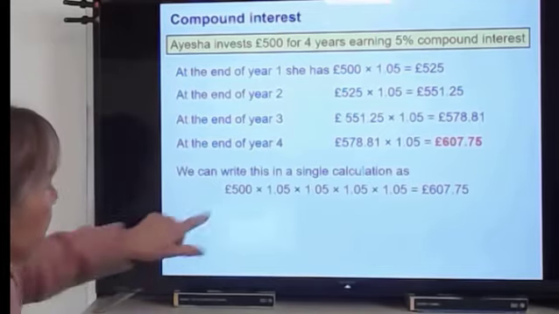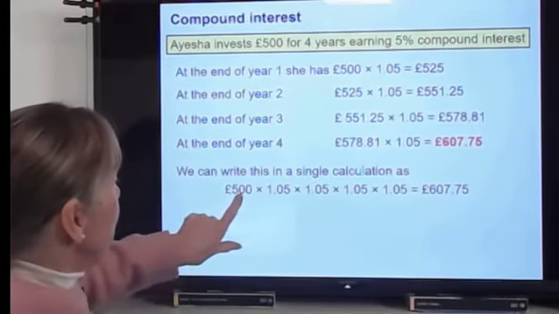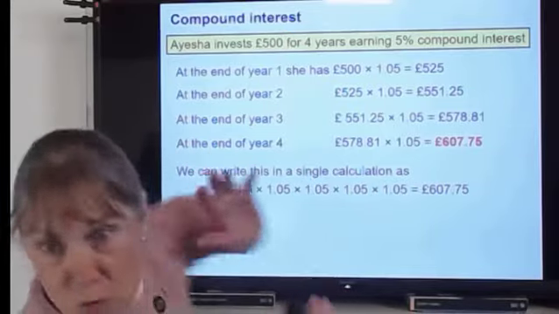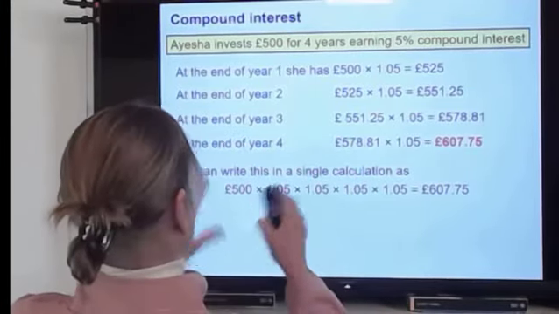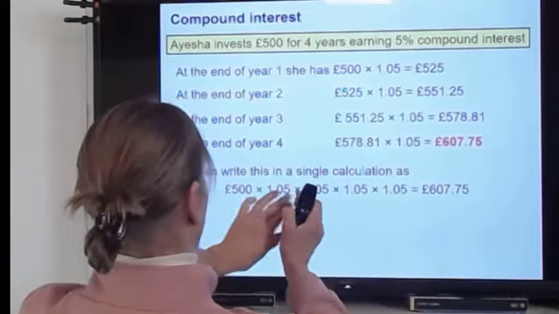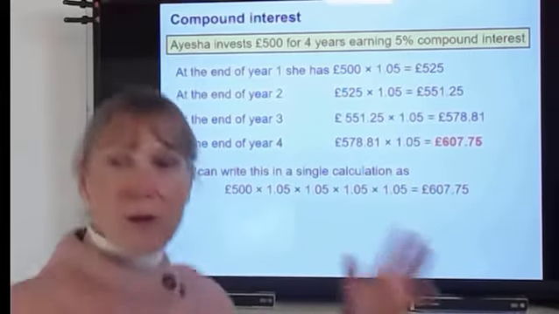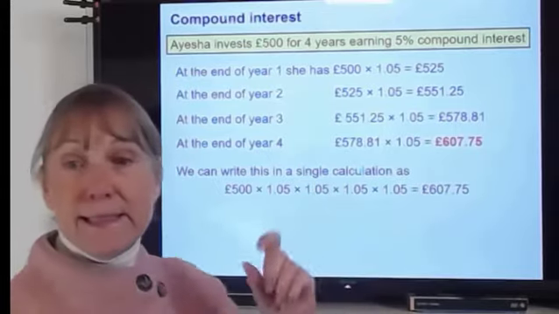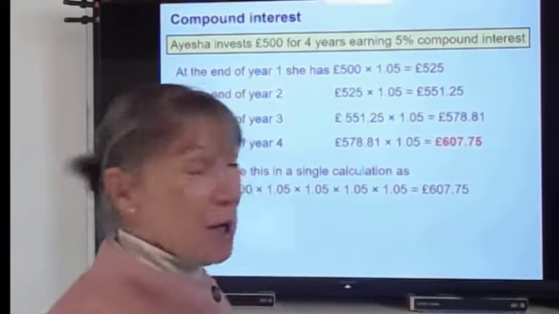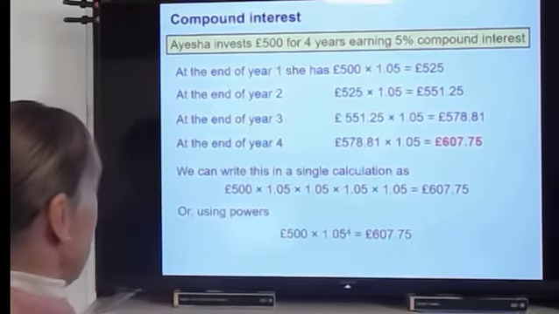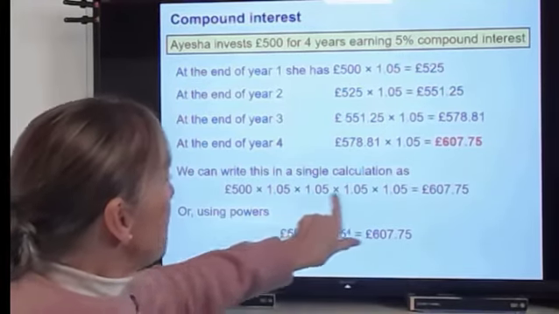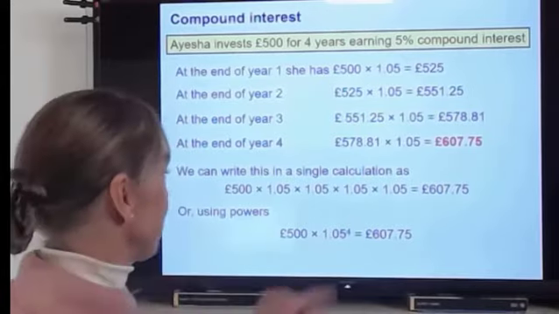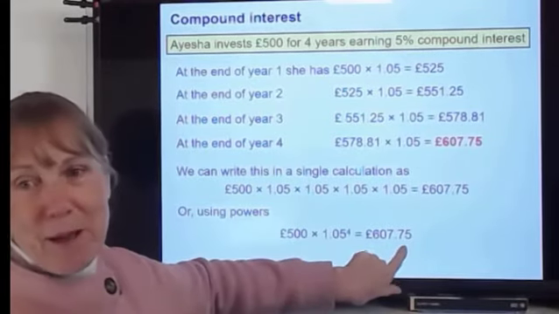But we could write it like this, couldn't we? 500 times 1.05, and then we could use brackets or not, it doesn't matter. And then for the second year, we have to multiply that whole thing by 1.05, and then the whole thing by 1.05 again, until we get that amount. Now, those of you who know powers, which I hope is all of you now, we can shortcut that because we know that that's 1.05 raised to the power of 4. And we get the same amount.